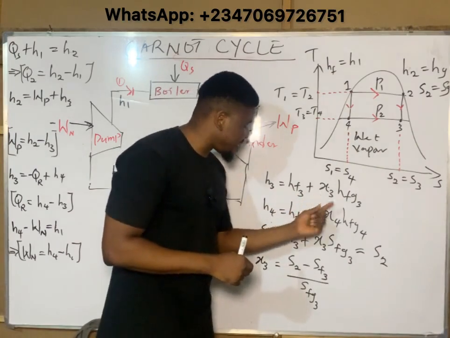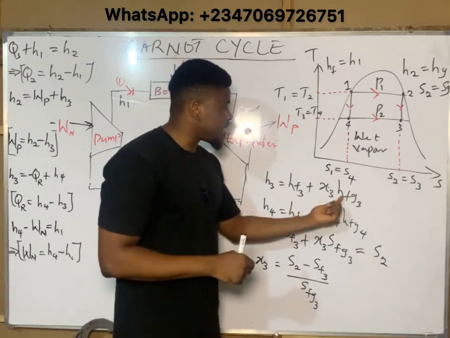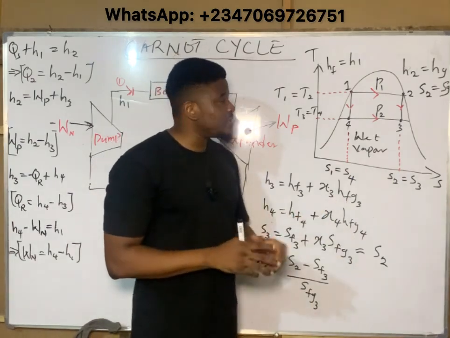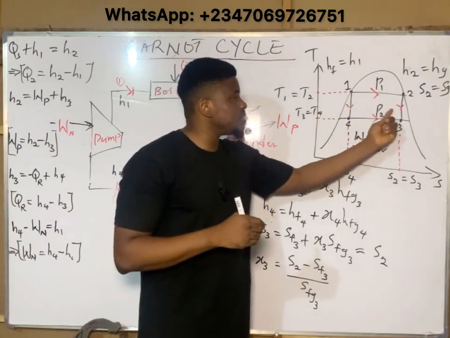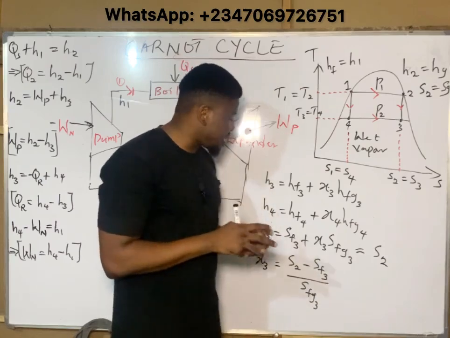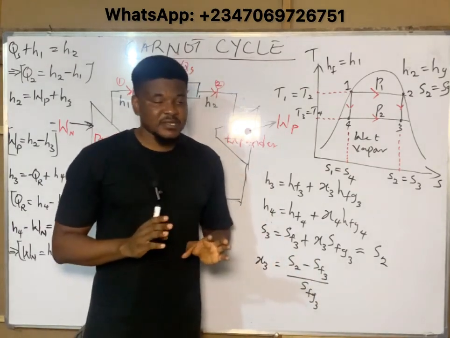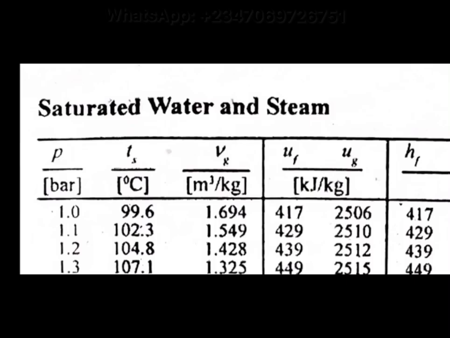Plus, I simply append my newly found dryness fraction X3 multiplied by HFG. HFG3 now is HFG corresponding to the same pressure P2 under the saturated water and steam table. So if I do that, I can now find my H3. It's as simple as this. So let's say for the second pressure, we are given P2 to be 1.0.